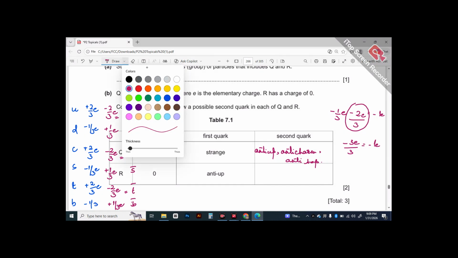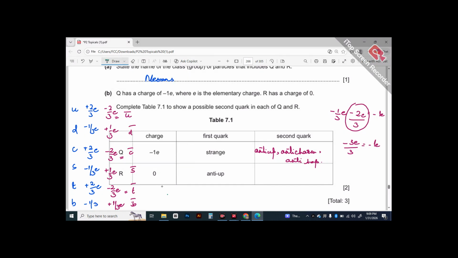And then next we have R, they've mentioned that its final charge is 0. It is made up of one anti-up. Anti-up has a charge of minus 2 by 3e. And for the final charge to be 0, the second quark should have the charge of plus 2 by 3e. Now, who does this plus 2 by 3e belong to? It can belong to up, charm, or top. So you'd write up, charm, or top. So we are done with this 2 marker.